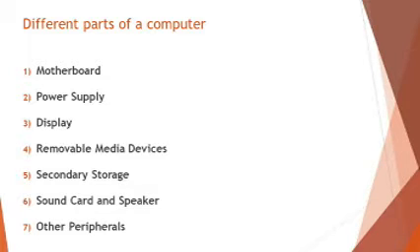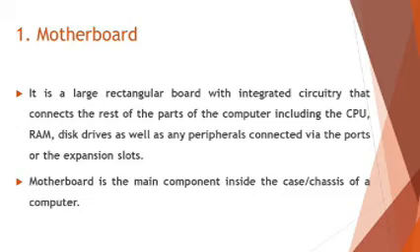So that's regarding the different parts of a computer, and we will go through all these 7 topics in a very quick and systematic manner. In the textbook, from page number 58 onwards, we have these divisions of the different parts of a computer. The first topic is the motherboard. The motherboard is the main component inside the case or the chassis.